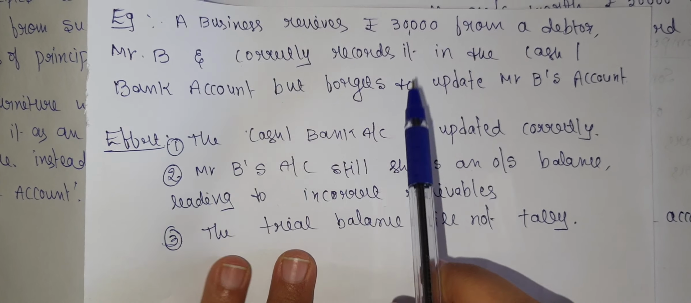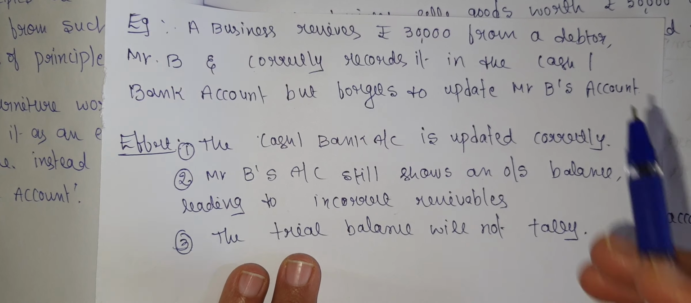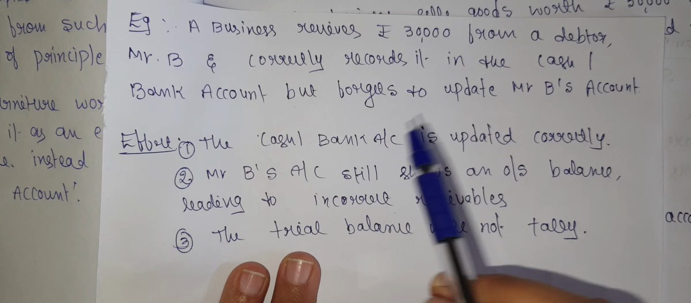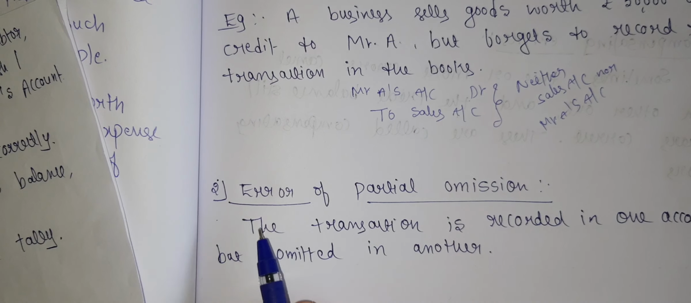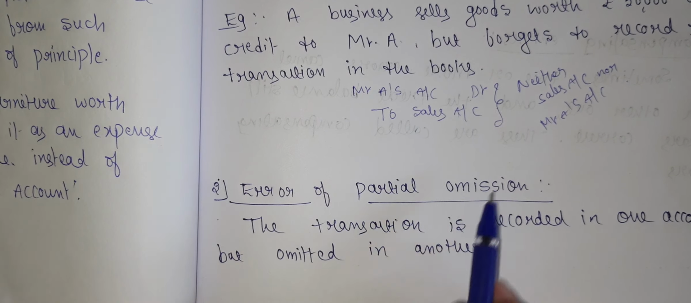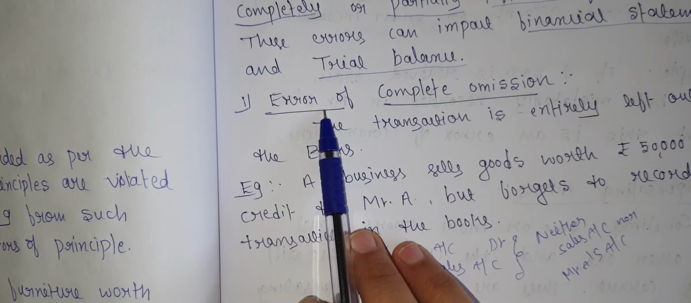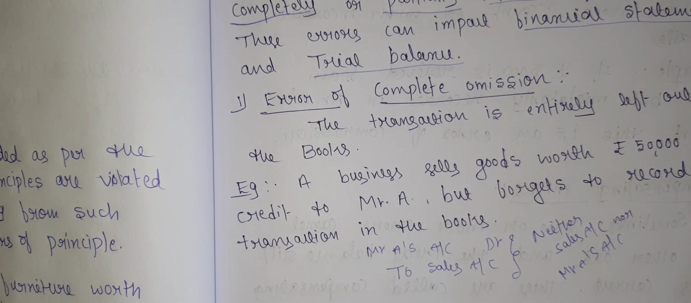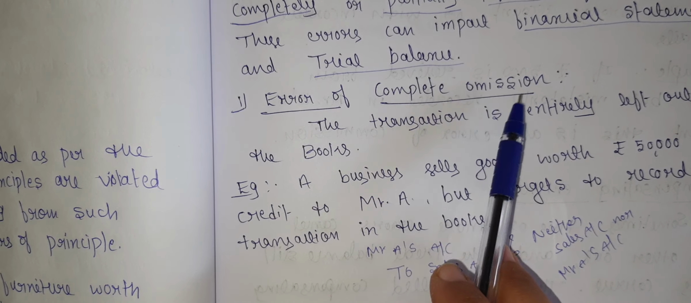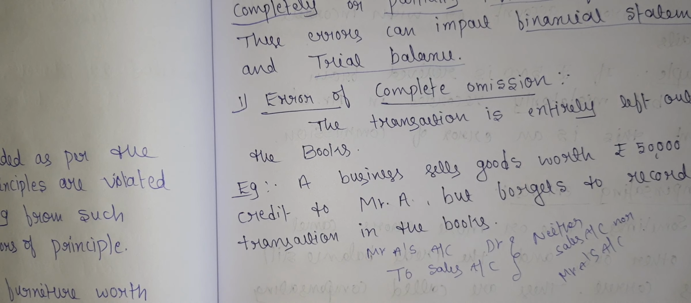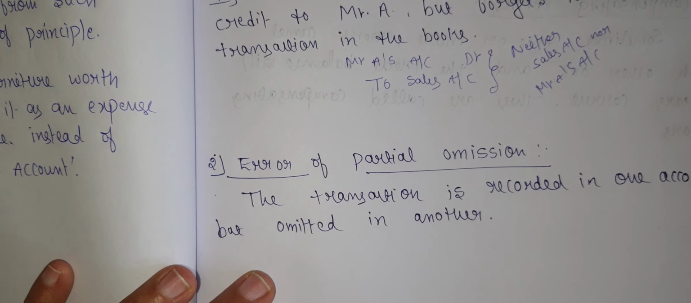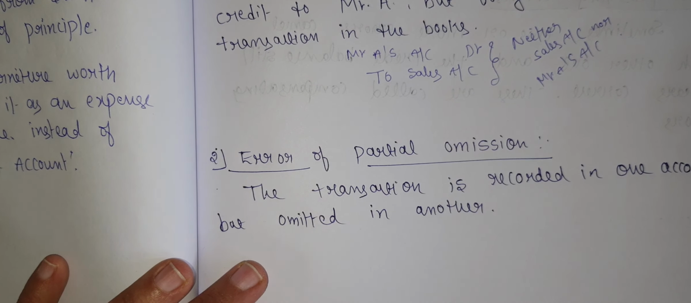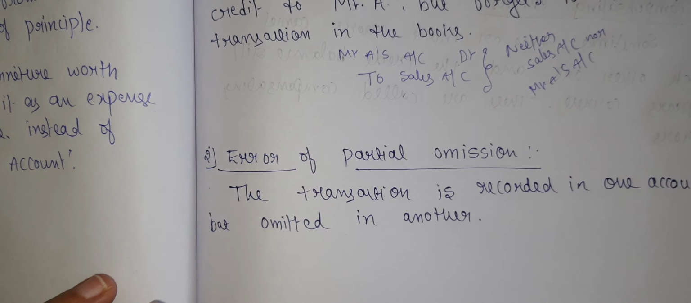In our example, the amount is updated in the cash or bank account but not in Mr. B's account, so the trial balance will not tally. This is about error of partial omission. In errors of omission, there are two types: errors of complete omission and errors of partial omission. In complete omission, the transaction is entirely left out of the books. In partial omission, only one account is updated properly and it is omitted in another. This is about errors of omission.